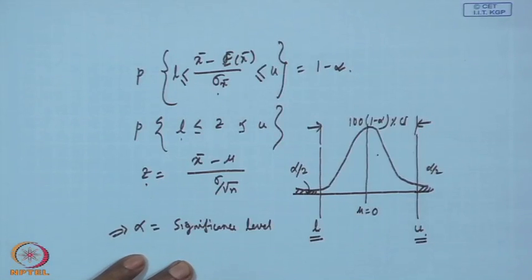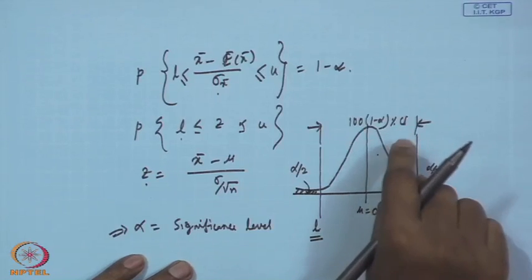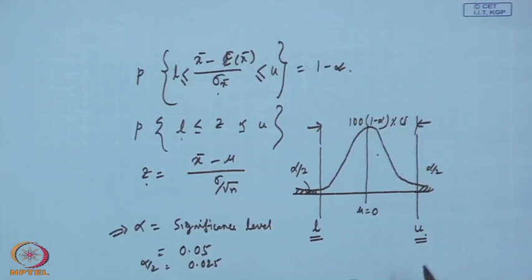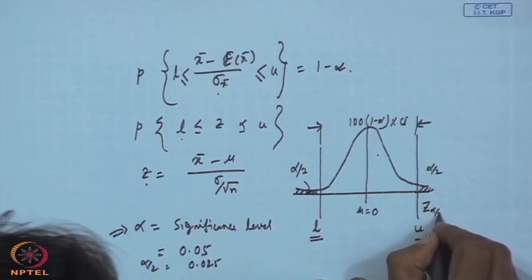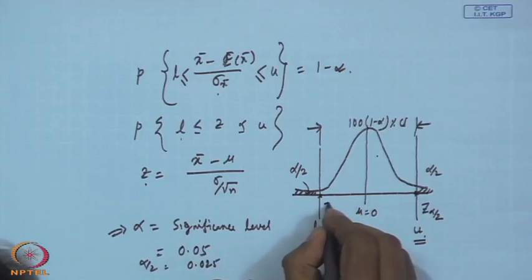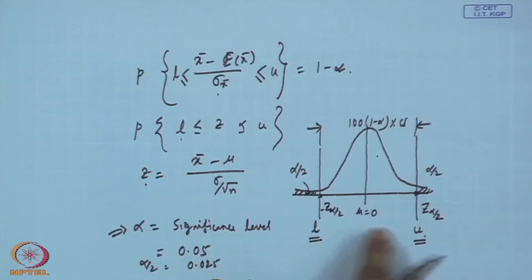What will be L and u? It all depends on what will be your alpha. If we consider alpha equal to 0.05, then alpha by 2 is 0.025. So, what you require to know now is this z alpha by 2, and this left hand side value will be minus z alpha by 2. So, you see the table and find out the z alpha by 2 value, and accordingly you compute.